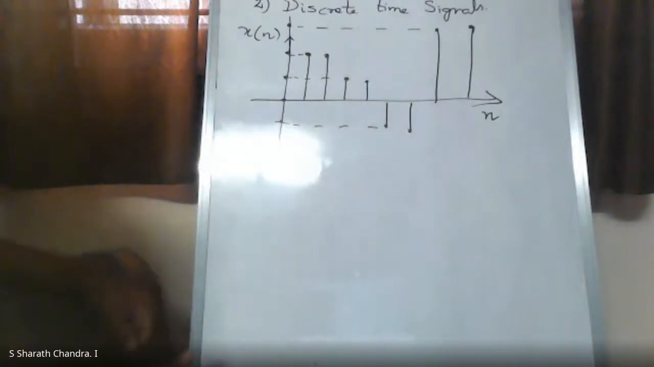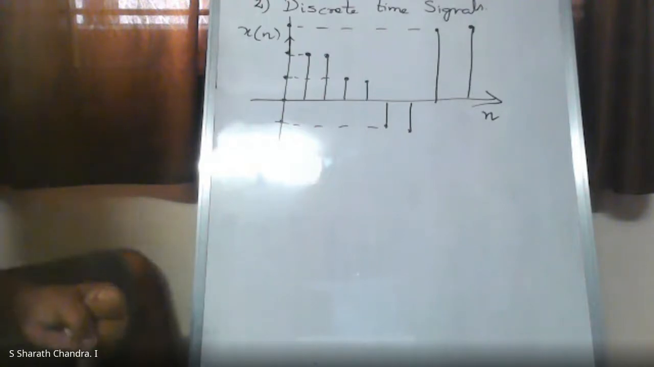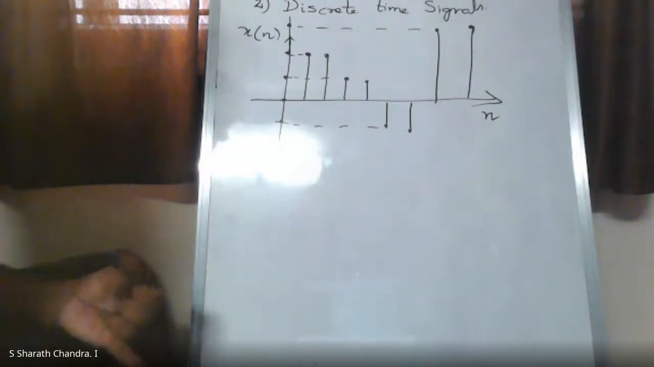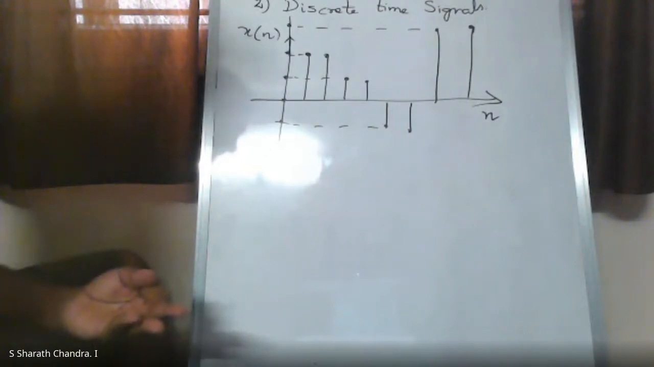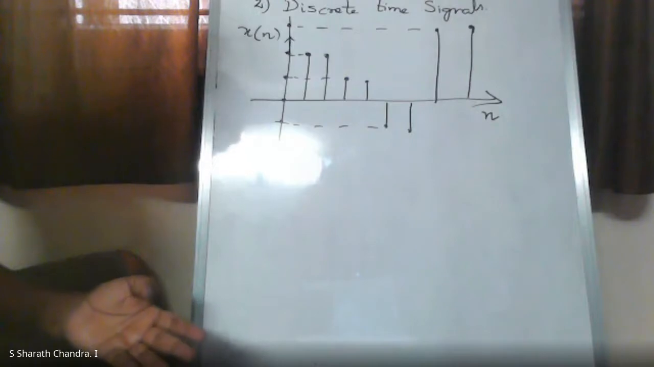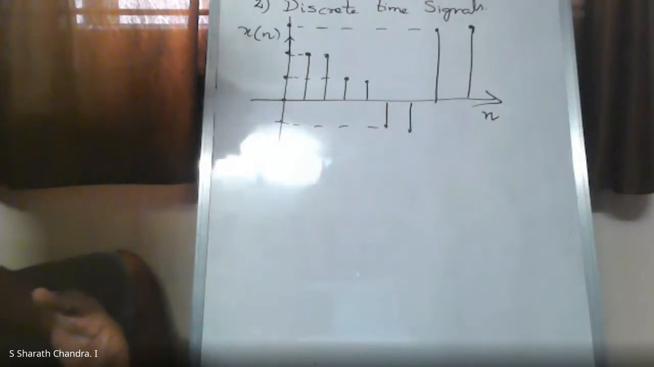This is an example of a digital signal. So now we have clearly studied the difference between a continuous time signal and a discrete time signal, what is meant by an analog signal, what is meant by a digital signal, and the processes of sampling and quantization.